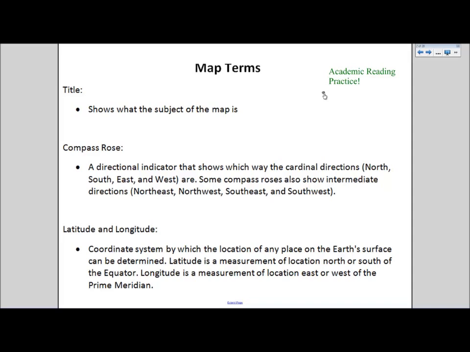Take a look at the map terms handout that you have in front of you. Several of these map terms will look really familiar because we've talked about many of them in the last couple of days. There are a few new ones too, though. We're going to use these map terms to practice some academic reading.